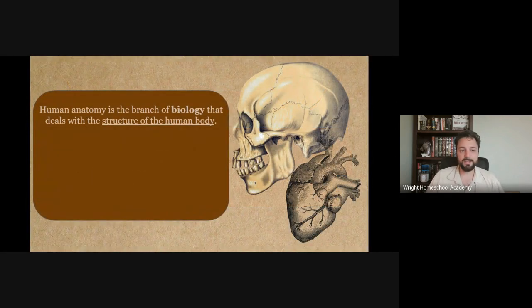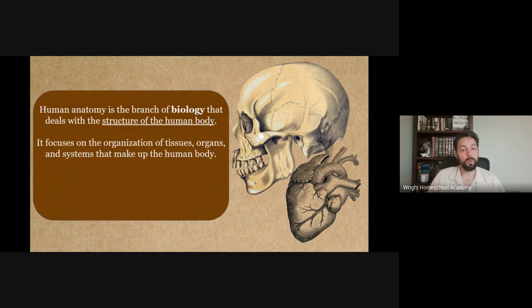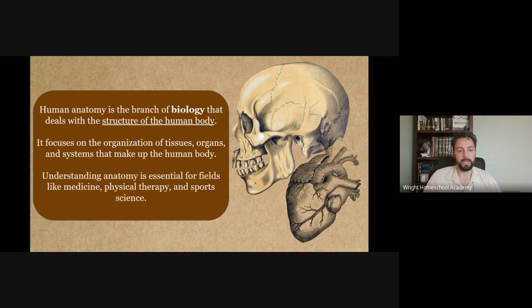All right, so what is human anatomy? It is the branch of biology that deals with the structure of the human body. It focuses on the organization of tissues, organs, and systems that make up the human body. Understanding anatomy is essential for fields like medicine, physical therapy, and sports science. So I'll point out here that in normal classes, students would have the opportunity to take turns reading if they like. We would also stop and discuss any difficult vocabulary along the way. Of course, where it's just me, I'll be doing all of that here today.